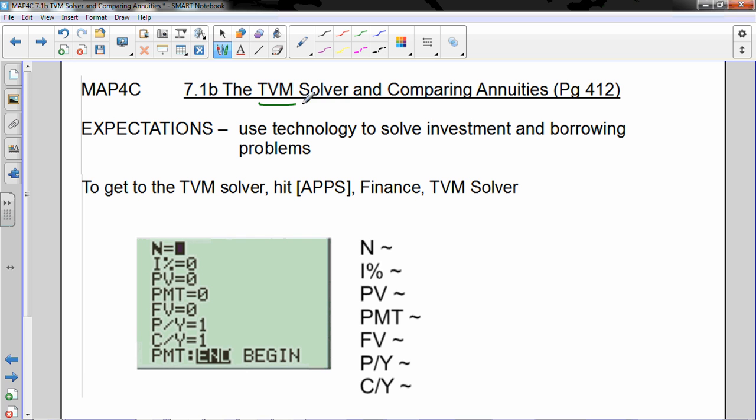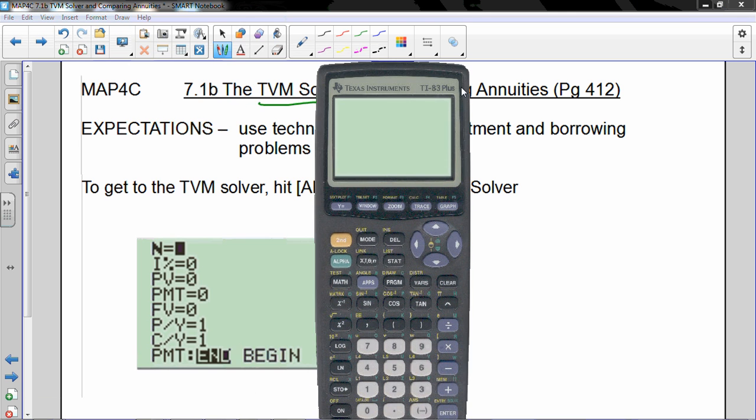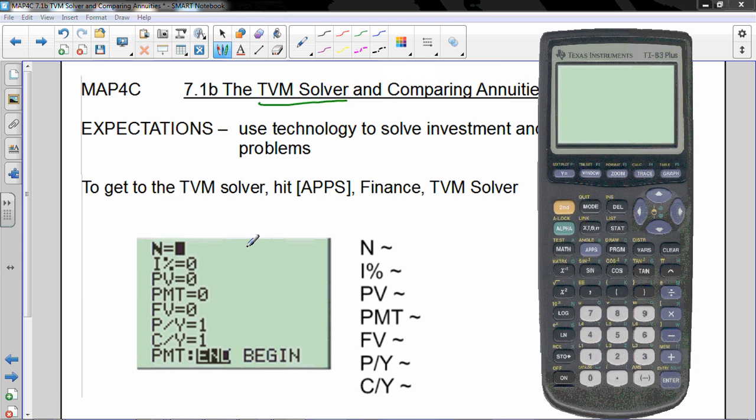This part of the graphing calculator is called the TVM solver, time value money TVM solver. It's essentially a program that's built into the graphing calculator that helps us solve these questions. Maybe you used it last year in grade 11, maybe you didn't, doesn't matter. To get to this TVM solver, turn the calculator on, hit apps, and then finance. Then there's a bunch of selections, and we're going to hit TVM solver.